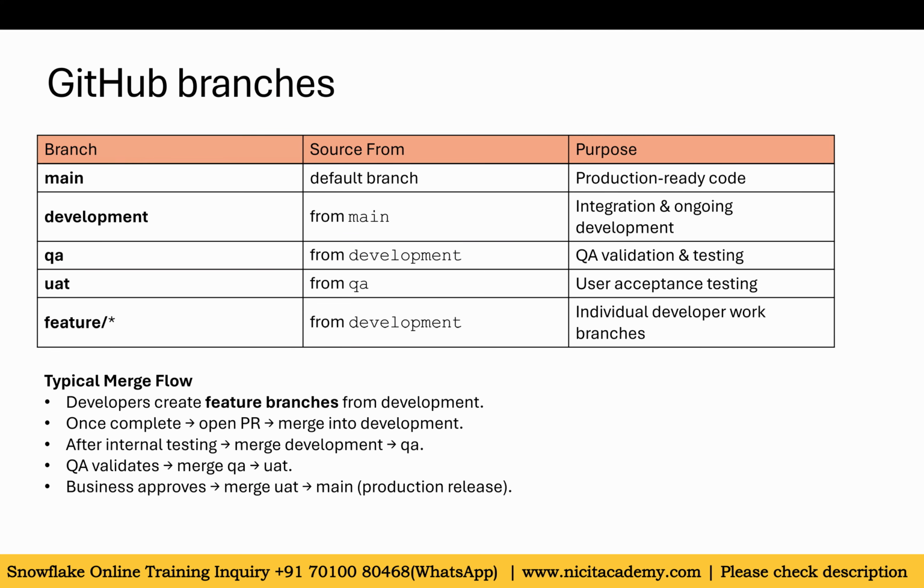Whenever you are going to create a branch, the main branch is the default branch. It will be available. From the main branch, you create development. From development, you create QA. From the QA branch, you create UAT. From development, you create the feature branch. Please remember, you have to create a feature branch from the development branch. So normally this is how it goes.